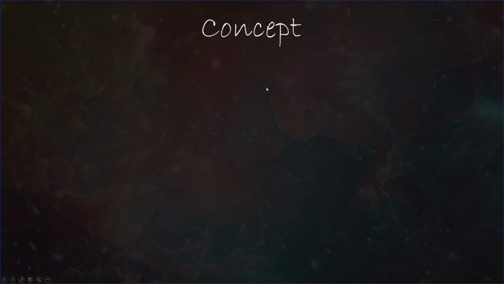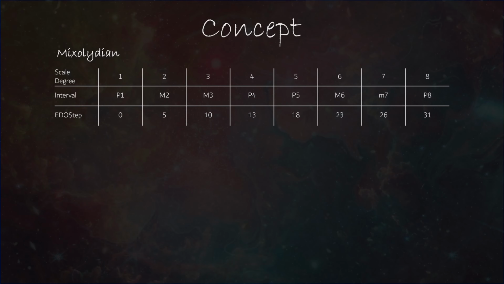What we're going to do is take the mixolydian scale and change all of the minor intervals to sub-minor intervals. Just to refresh everyone's memory, the mixolydian scale is made up of the root, the major second, major third, perfect fourth, perfect fifth, major sixth, minor seventh, and then the octave. And in 31 tet, this equates to the Ito steps 0, 5, 10, 13, 18, 23, 26, 31. And this is what Mixolydian sounds like in 31 tet.